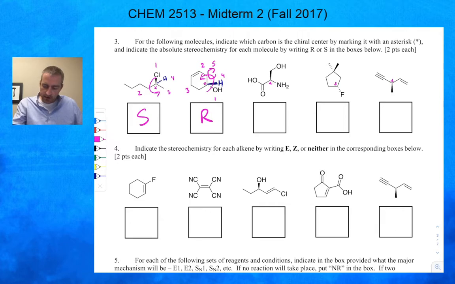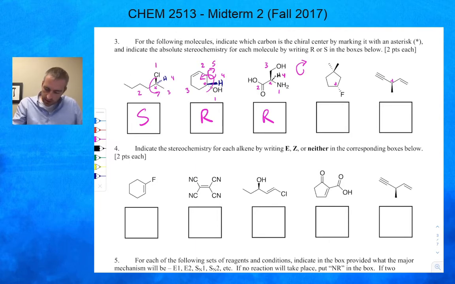Next one, we have an amino acid. The top ranked group is going to be the nitrogen. Second ranked group is going to be the carbon with the 3 bonds to oxygen, double bond to one of them and a single bond to another. 3 for this carbon. And finally, we have 4 for the hydrogen that's in the back. So 1, 2, 3, going around that way is R. And we have the low priority group pointing in the right direction here.